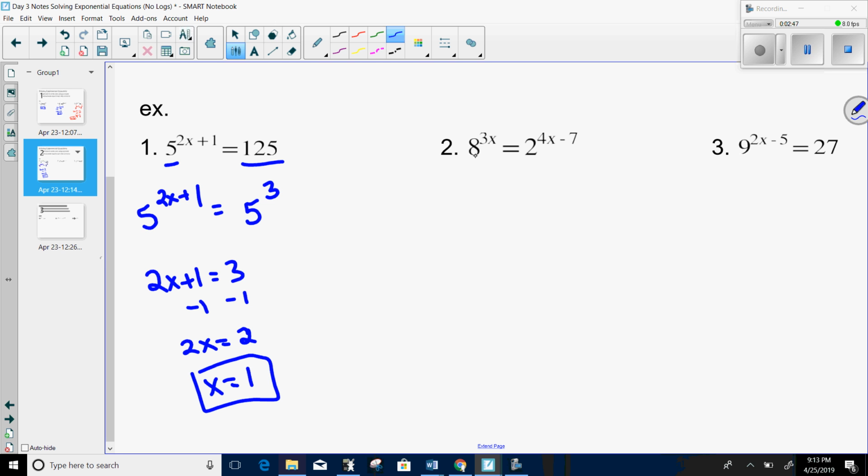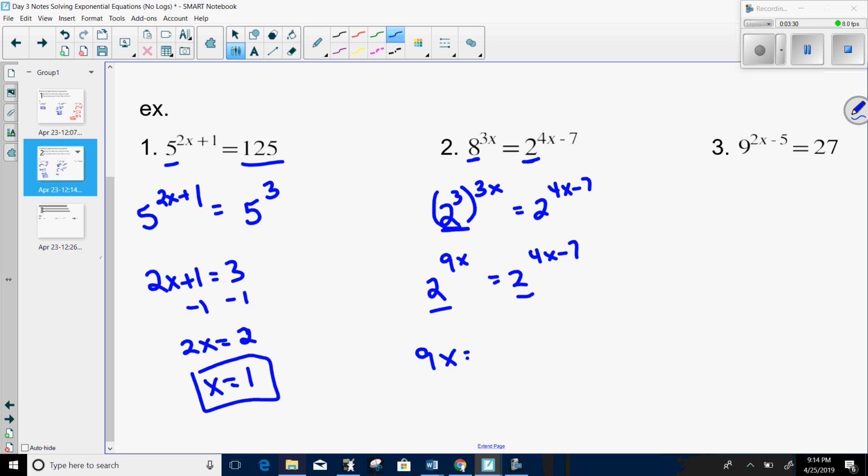Go to the second one here. 8 raised to the 3x equals 2 raised to the 4x minus 7. I can't do anything with the 2, but I can rewrite 8 because 8 is 2 to the 3rd power. Now notice I'm going to put that in parentheses. The reason why is because this 8 is also being raised to the 3x. So this right here in parentheses is the 8, but it's still being raised to the 3x. Okay? So now we're going to have to look at our exponent rules from Algebra 1. When you have a power raised to another exponent, power to a power, you multiply those exponents. So this becomes 2 raised to the 9x equals 2 raised to the 4x minus 7. Notice the bases are the same.